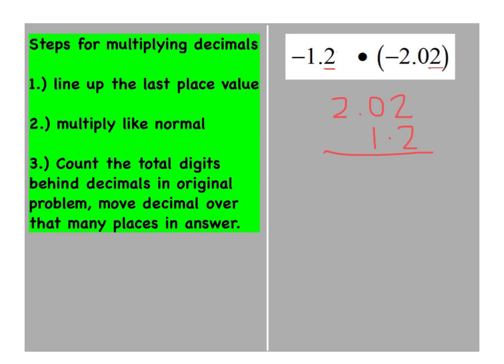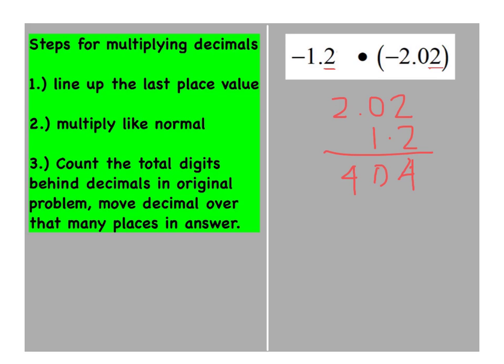Okay, then I'm going to multiply like normal. So 2 times 2 is 4. 2 times 0 is 0. 2 times 2 is 4. Then I move over to the next digit.